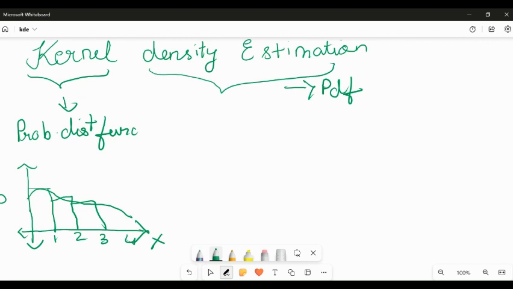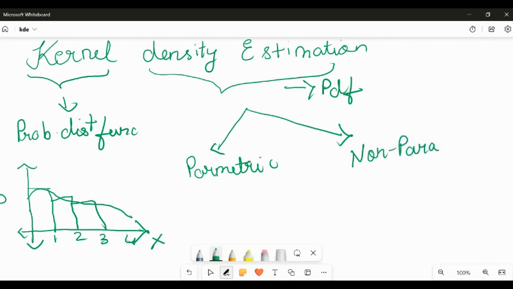In density estimation, we have two groups: parametric density estimation and non-parametric density estimation. So there are two different types of density estimation. What is parametric and what is non-parametric? Once we have come across that, then we will move to kernel density estimation.